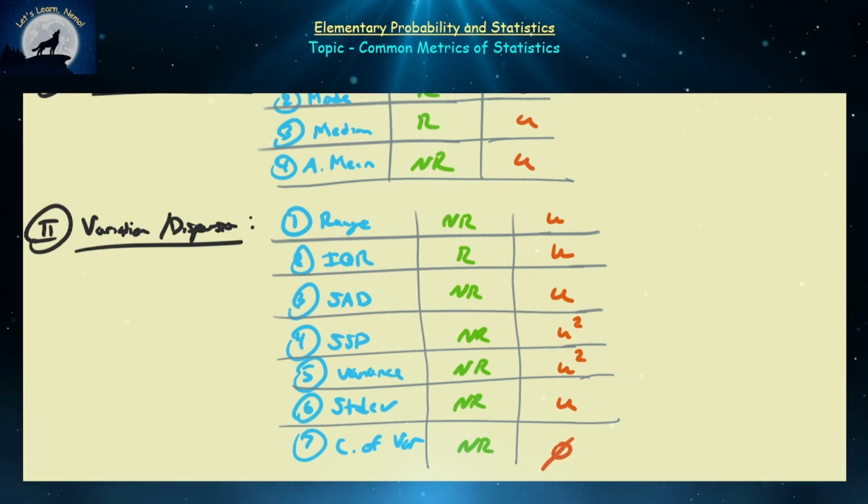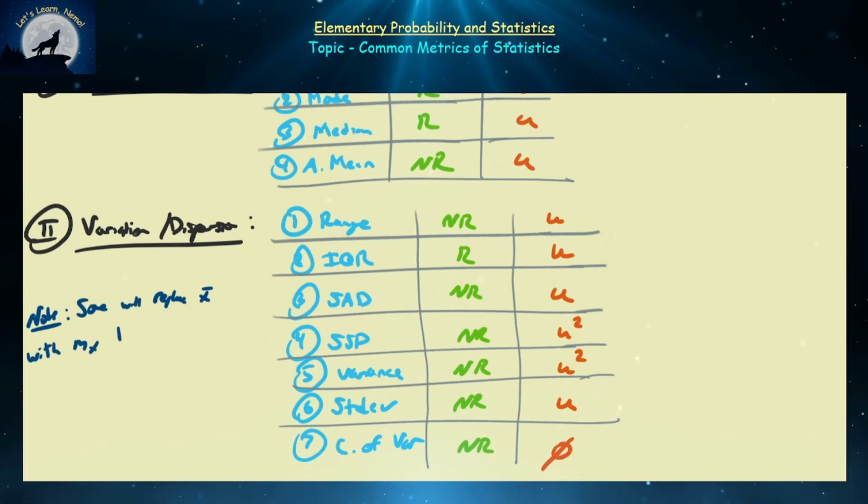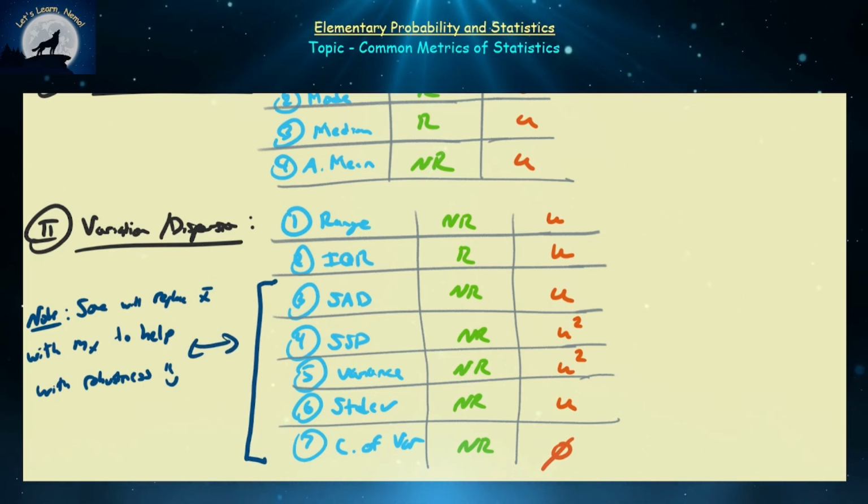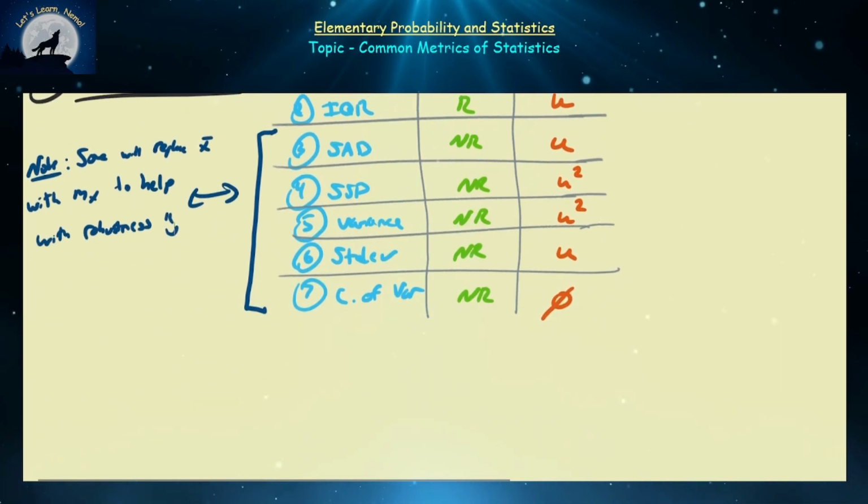Right? And also, let's bring back a little note that we had. So note, sometimes we will replace x bar with the median to help with robustness. Right, and that's a good thing. And this would be applied to sum of absolute differences through coefficient of variation. So replace x bar with median, and sometimes that can increase the robustness of your measures of variation.